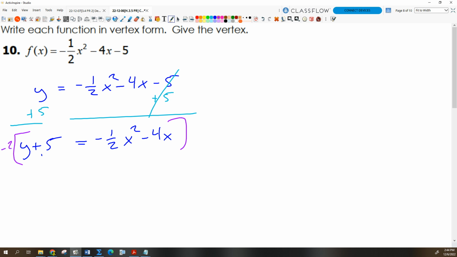Okay, do I distribute on the left? I can, it doesn't matter. I mean, I can leave it as -2 times that quantity, or I could go ahead and distribute it. That gives me -2y minus 10, right, on the left side. What do I get on the right side? Okay. Now what?